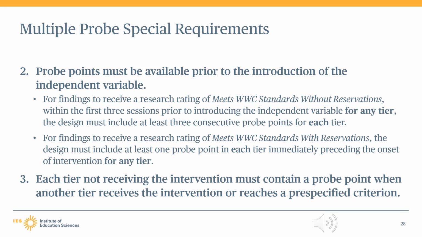For findings to receive a research rating of meets WWC standards without reservations within the first 3 sessions prior to introducing the independent variable for any tier, the design must include at least 3 consecutive probe points for each tier. Third, each tier not receiving the intervention must contain a probe point when another tier receives the intervention or reaches a pre-specified criterion if one is articulated in the text of the study.